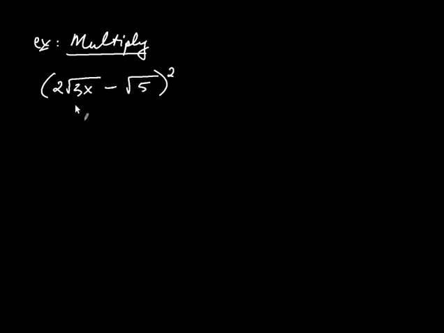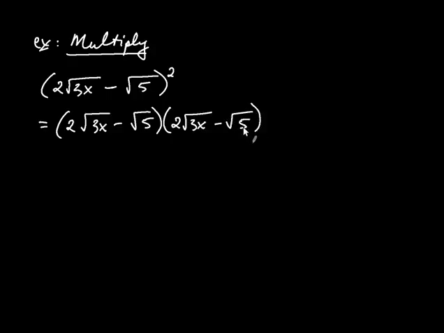Here we're multiplying 2 times the square root of 3x minus the square root of 5 times itself. That is, we're squaring that quantity. So let's write that out first as 2 square root of 3x minus the square root of 5 multiplied by itself. Now we're going to take this 2 square root of 3x and distribute it. First we multiply it by this quantity, and then by the negative root 5. After that we take negative root 5, multiply it by 2 times the square root of 3x, and then negative root 5 times negative root 5.